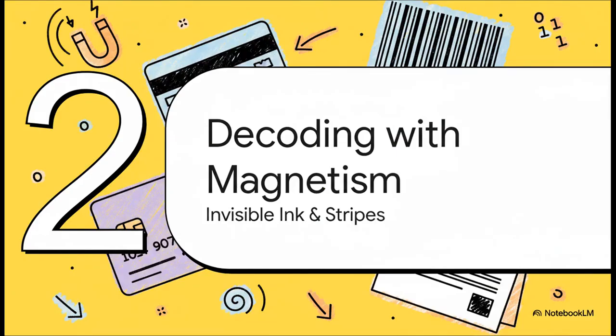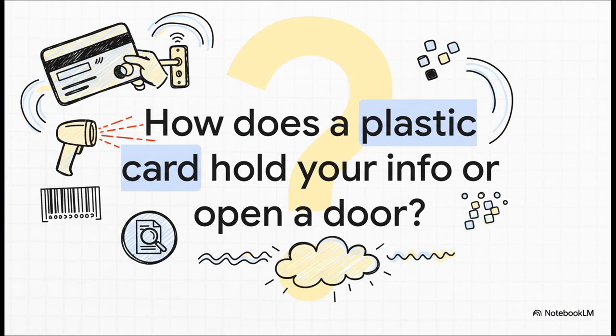Okay, let's start with magnetism. This whole method is about reading information that's completely invisible to our eyes, because it's all encoded in these tiny magnetic particles. So, think about it. How does that simple plastic rectangle in your wallet, your credit card, your hotel key, hold all that info? I mean, there are no visible numbers on that dark stripe, yet it securely holds your account data or unlocks your door. How does it do that?